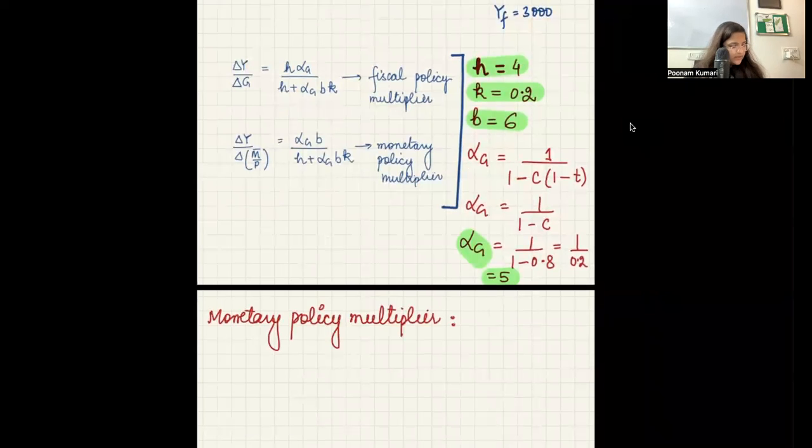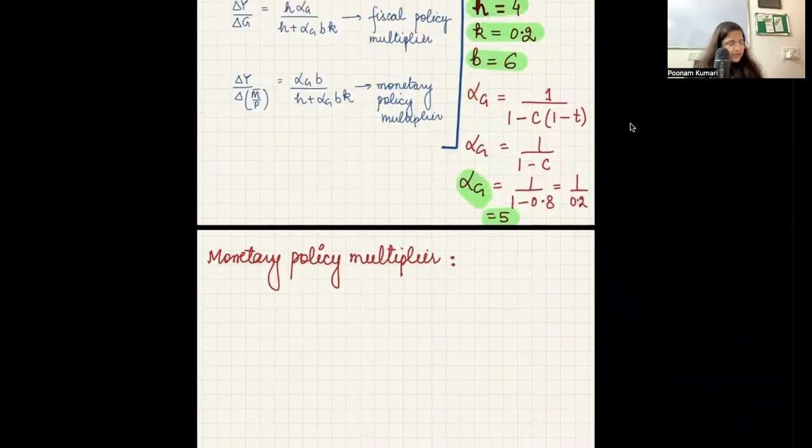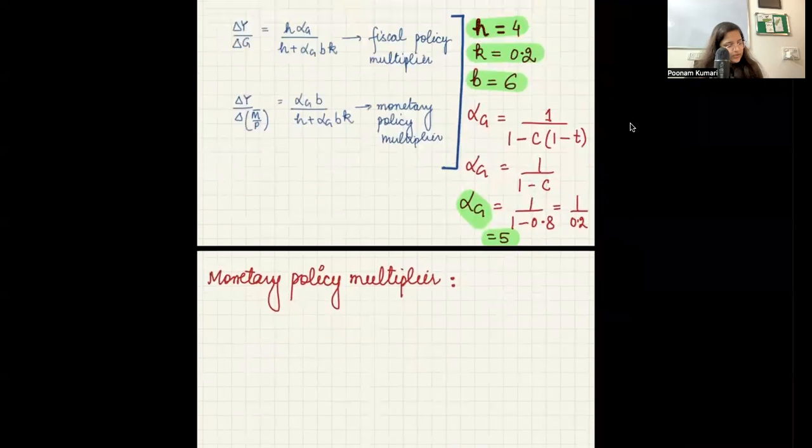So monetary policy multiplier in this case is going to be this, which is alpha G. I'll just directly use the numbers here because the formula is here, no? So alpha G is 5 times 5 times B. B is 6 divided by H. H is 4 plus alpha G 5. B is 6 again and K is 0.2.